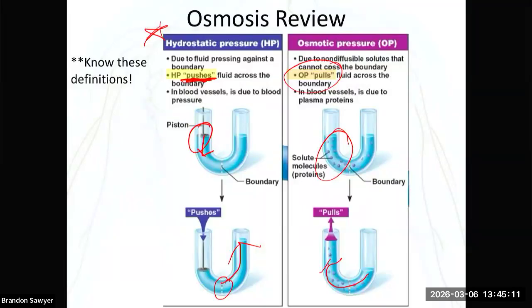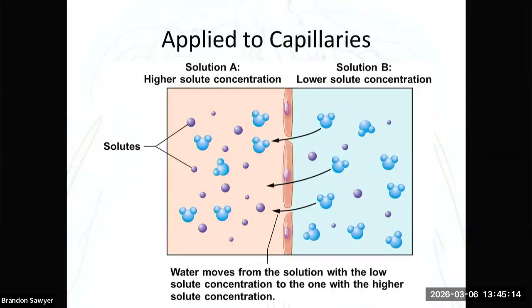When we look at a situation like this, this would be like a capillary wall, right? So this would be like a blood vessel here on this side, and this would be the interstitial space over here on this side. If the left side, solution A, has higher solute concentration, then it has higher osmotic pressure, right? And so the little water molecules are going to be drawn towards that side. Water is going to move towards the side with a higher osmotic pressure, higher solute concentration.